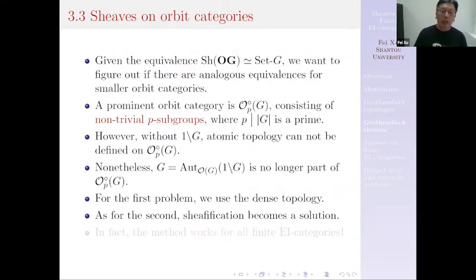And moreover, at first, we only looked at this particular orbit category of non-trivial p-subgroups, but then we realized the method works for all finite EI categories, including groups, posets, transporter categories, and fusion systems. But of course, I still do not understand what they mean.